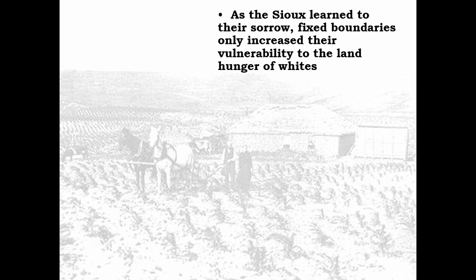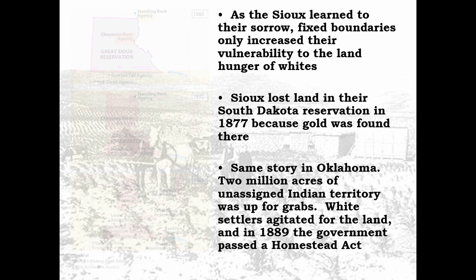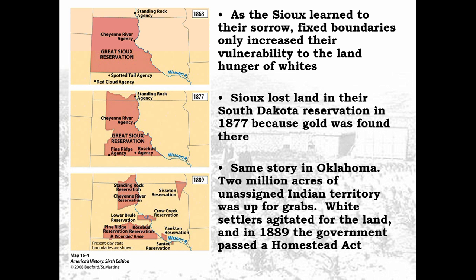I want to pick on the Sioux here just to show you what the reservation policy meant. So there's the Great Sioux Reservation in 1868, and that would have been signed by federal treaty. By 1877, they'd lost some of that land because gold had been found in the Black Hills. And what we see here, by 1889, is how much land has been lost.